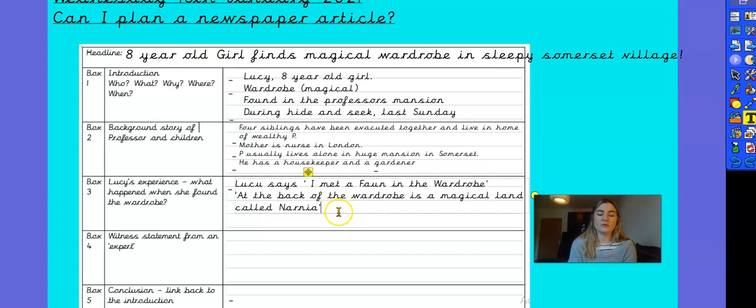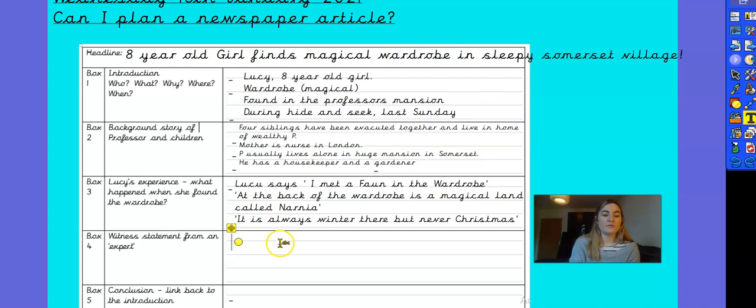So I met a fawn in the wardrobe. At the back of the wardrobe is a magical land called Narnia. It is always winter there, but never Christmas, because you know we've heard that line quite a few times, and that might be quite significant. So that might give people an idea of the climate or what the atmosphere or what it looks like in Narnia as well.